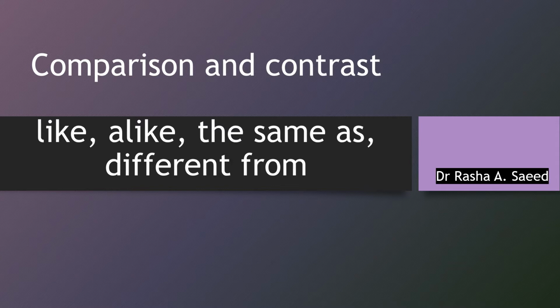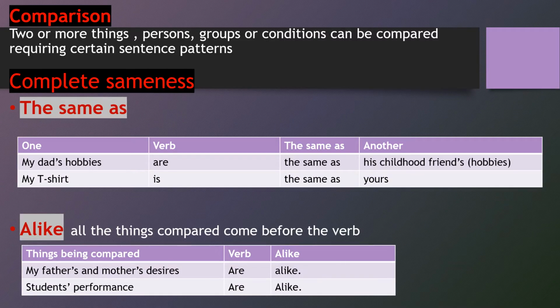In this chapter, we are going to talk about comparison and contrast. You see there are a couple of things which we will talk about. The first thing is the similarity, and the other thing is the difference. We are not going to focus on comparative degree and superlative degree because you have studied them already in other stages of your secondary school, I think. In this part, first of all, we'll focus on the comparison.